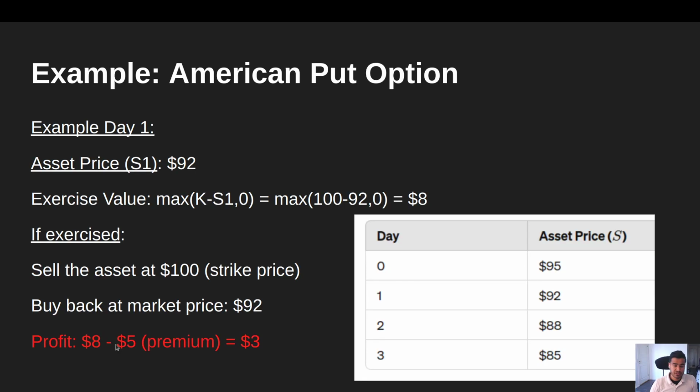For example, at day two, if you do it, you can actually make more profit, because 100 minus 88 becomes 12, and 12 minus 5 becomes $7. So in an American put option, the more the price goes down, you can buy back at the lower price, and you can sell the asset at the strike price, because that's your right.